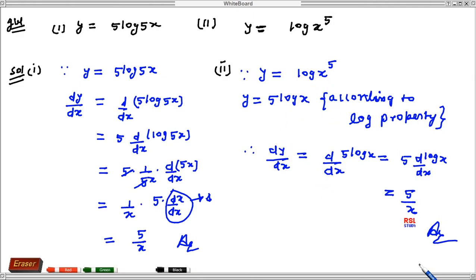Solving by this method, you have got the answer, and if you solve this question by treating it as x power n, then you will also get the same answer as I have told you just earlier. So now moving to the next question.